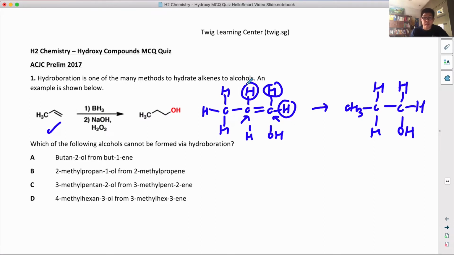So this is more like an anti-Markovnikov's, because you need to know the mechanism. So this is what happens, just the opposite of Markovnikov's rule. Which of the following alcohols cannot be formed by this hydroboration process? So maybe I'm just going to do two options, A and B, for you to take a look. You start from but-1-ene. So but-1-ene looks like this.